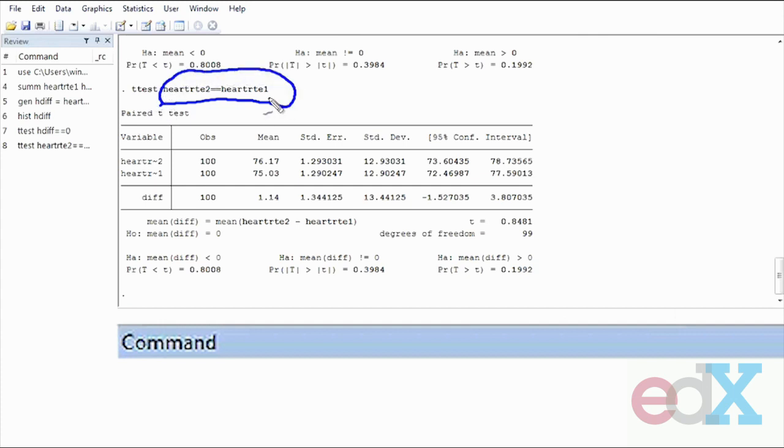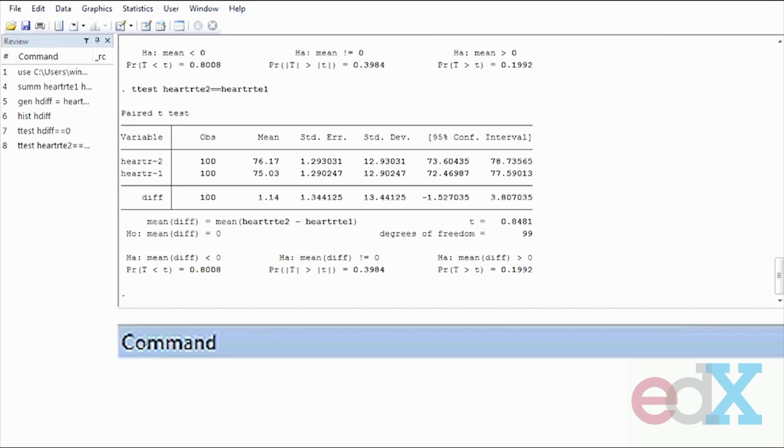I prefer to generate the differences because then we can look at, say for instance, a histogram of the differences, and we can at least examine whether or not they're normally distributed. So I prefer to use the HDiff method.